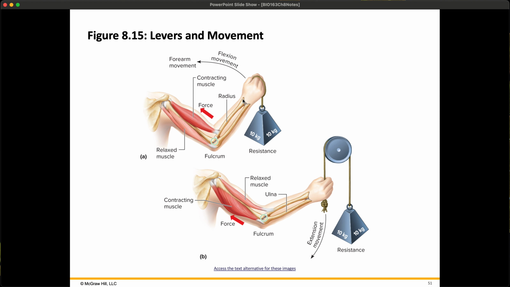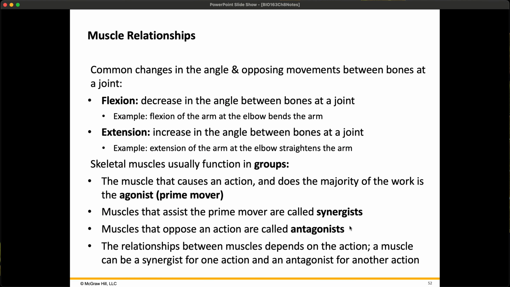And then as you start to extend the elbow and you start to let that back out, now your triceps is contracting. The fulcrum is still the elbow, and you still have the resistance at the end. So there are changes in the angle and opposing movements between bones at a joint, things like flexion and extension. Flexion is decreasing the angle because you're closing it off, whereas extension is increasing the angle, like when you straighten your arm. Those are just two general terms.